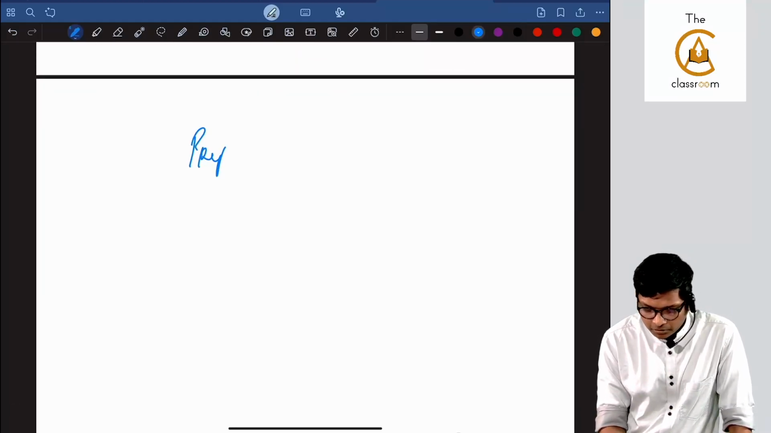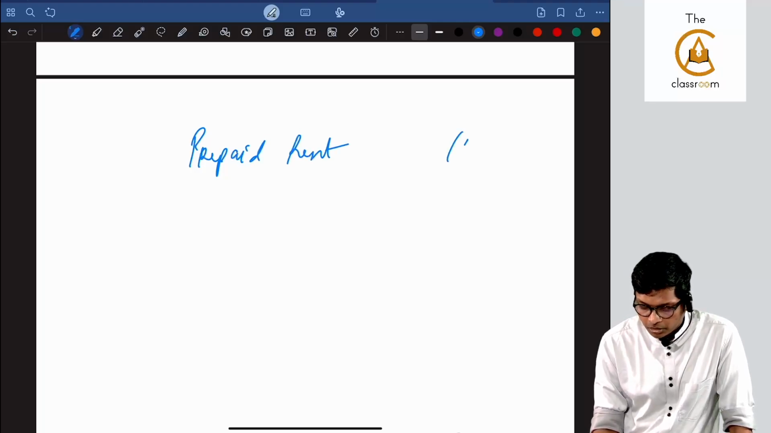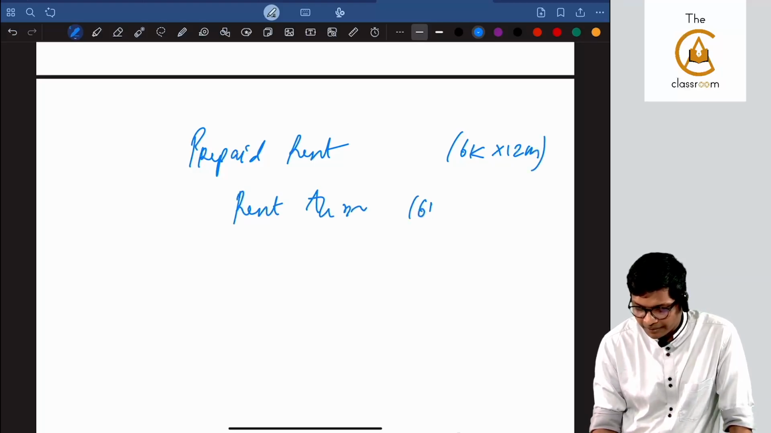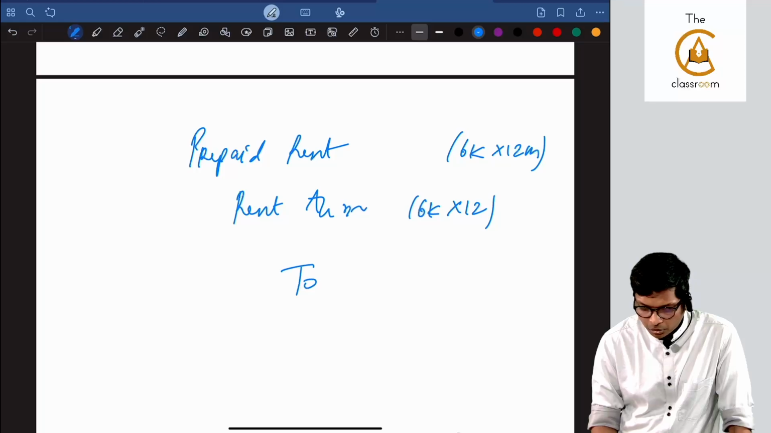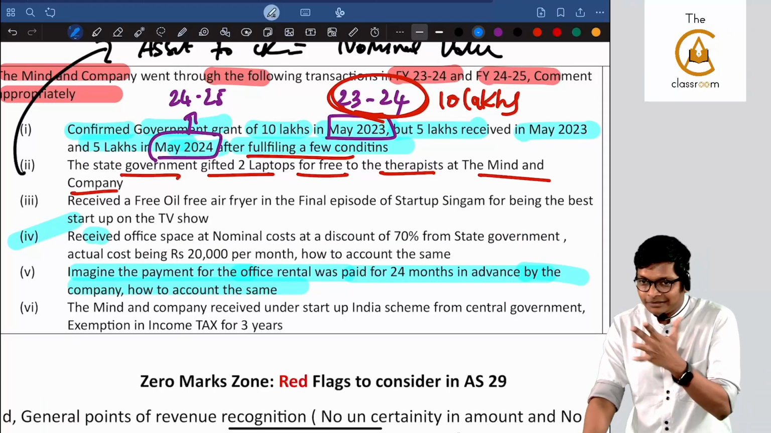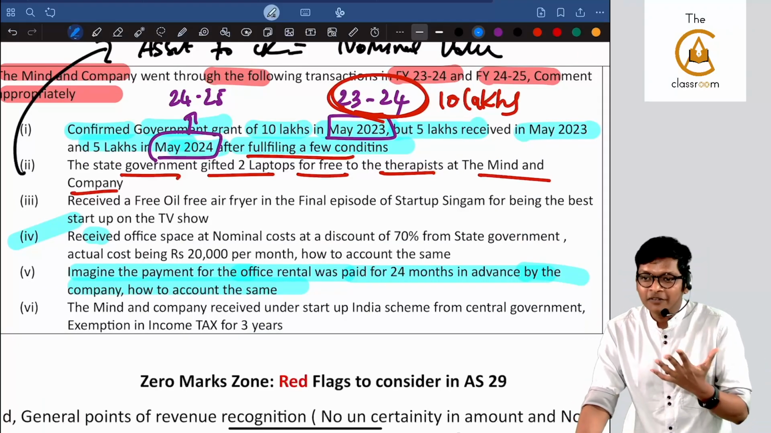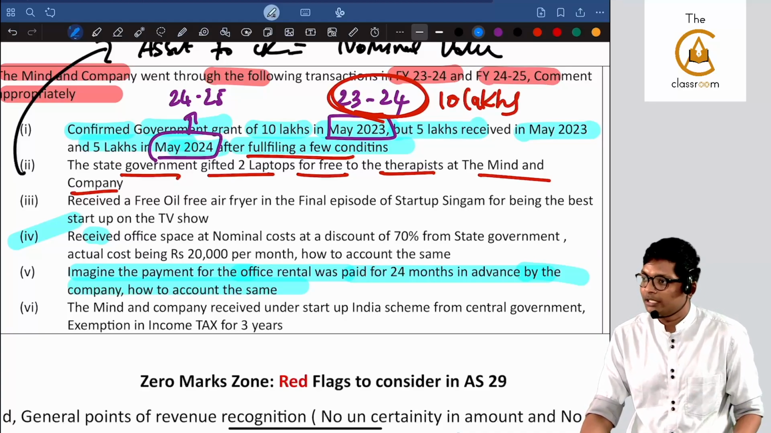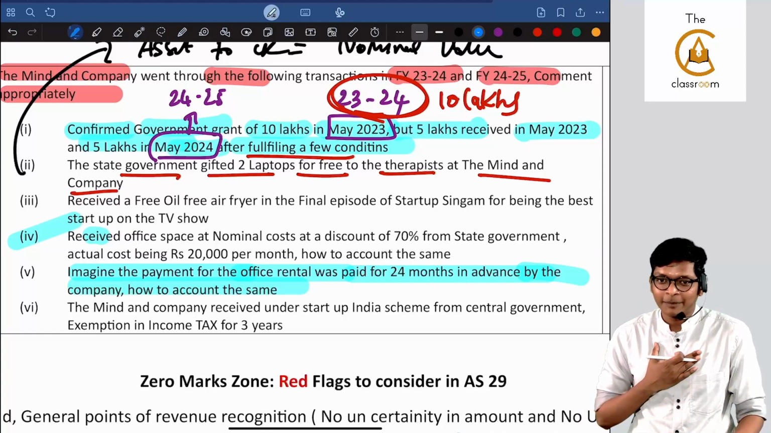That's it. Prepaid rent will be 6K into 12 months. Then rent account debit will be 6K into 12, to bank 1 lakh 44,000. Are you following? Anything to do with AS 12 here? Nothing. I'm just trying to confuse you. Are you getting it, guys? Normal prepaid rent accounting. Thank God ICAI didn't give the paper to me for setting.